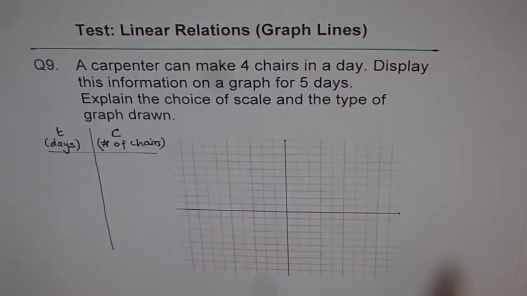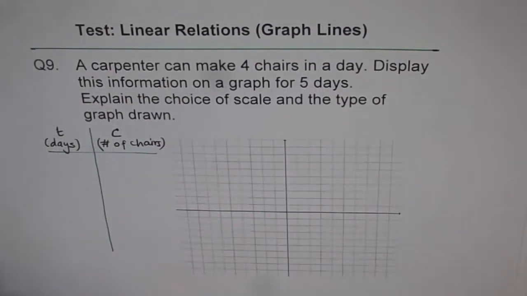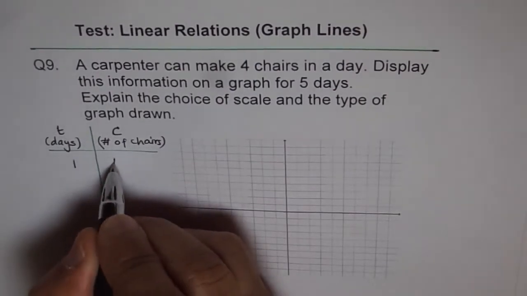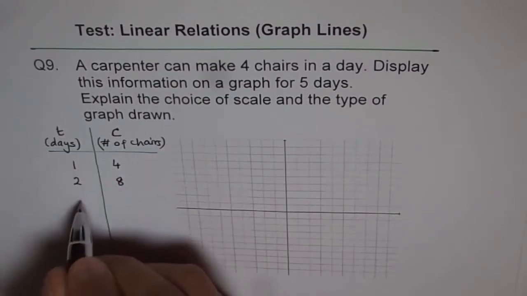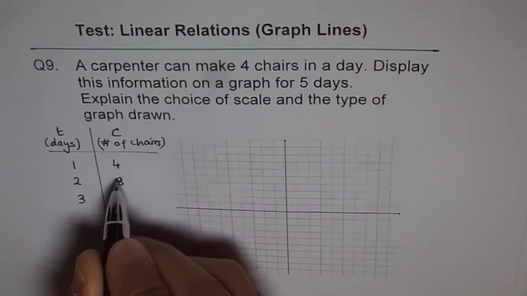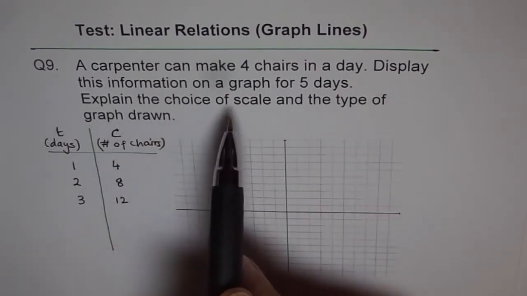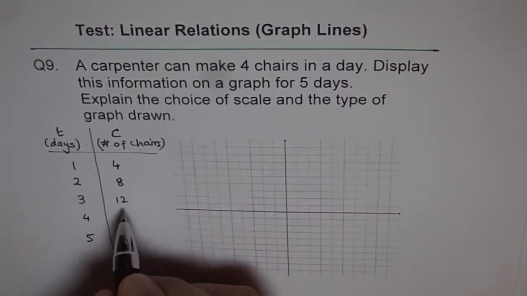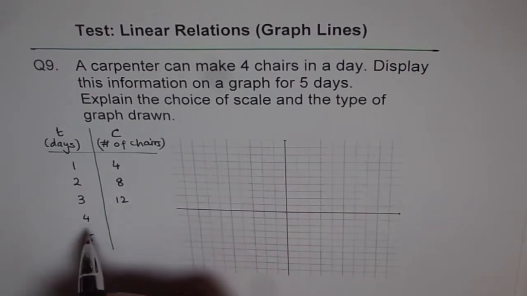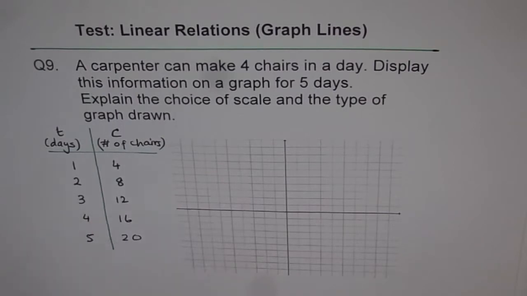Now if we read the question once again, it says a carpenter can make 4 chairs in a day. That means in one day 4 chairs can be made. So in 2 days we can make 4 times 2, 8. 3 days, plus 4, 12, like that. So 4 and 5, let's keep on adding 4 here, or we can multiply by 4. 4 times 4 is 16 and 4 times 5 is 20. So that is how you can get all the values in a table.